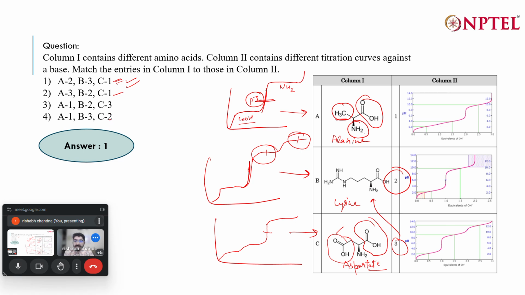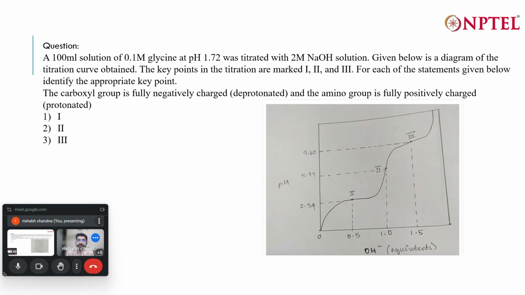Is the explanation clear? Yes, sir. Okay, let's move on to the next question. This is a series of questions to understand the titration curve.